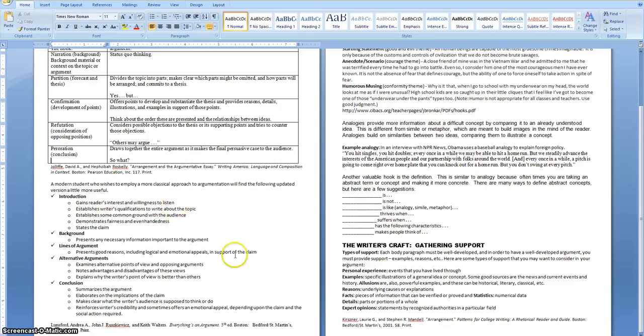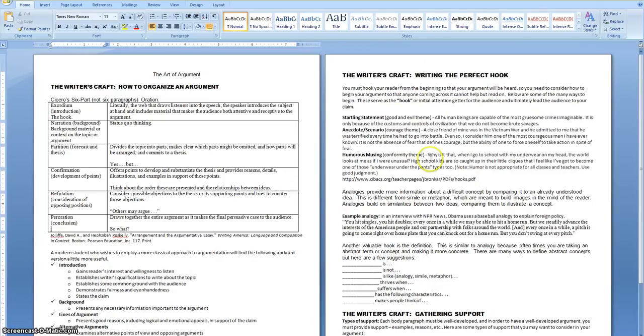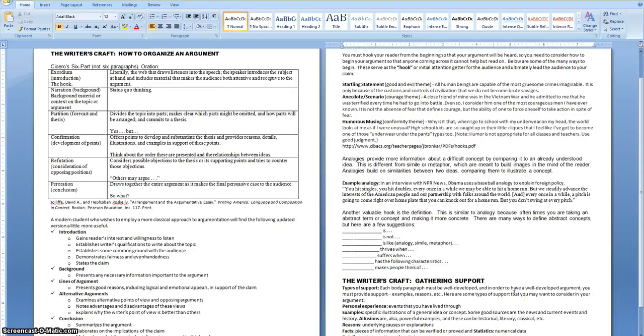This is the same thing. It's just a more modern version with modern language. And then this tells you how to write a hook, which is so important. You want your reader to be interested in your argument before you begin. Some of these are tried and true. They've been around for a long time. Have you noticed there's no rhetorical questions? That's been overused, so try to avoid that.